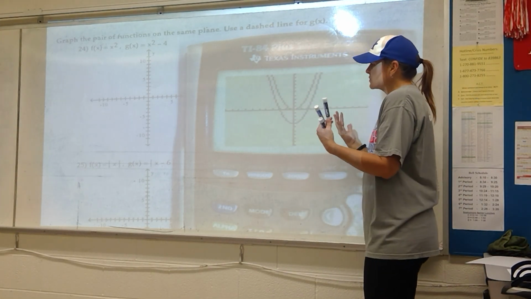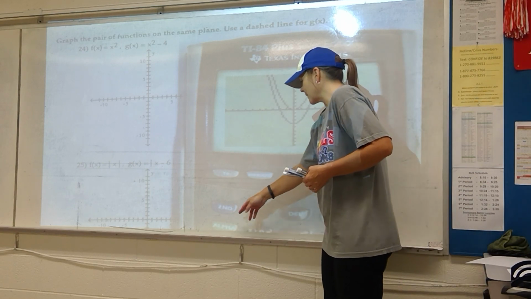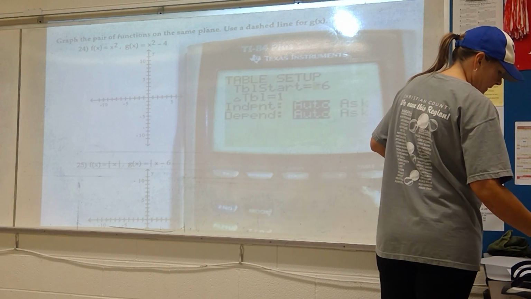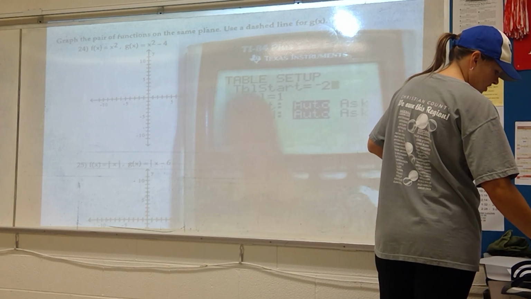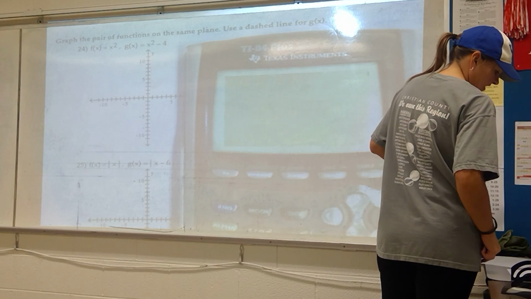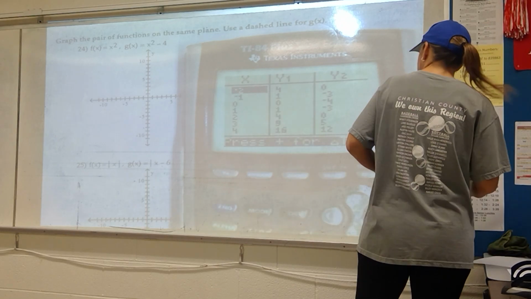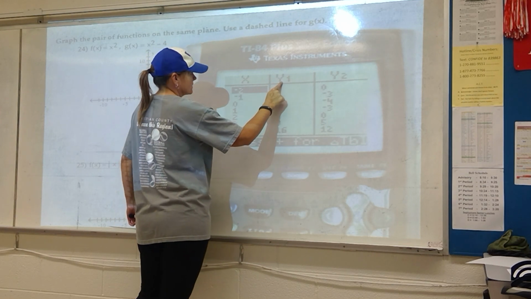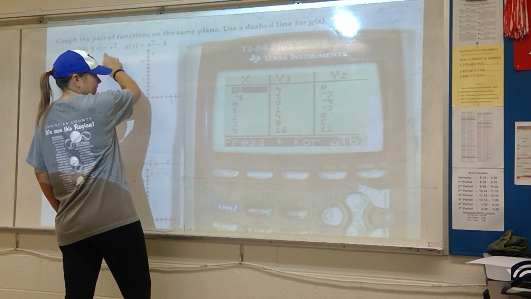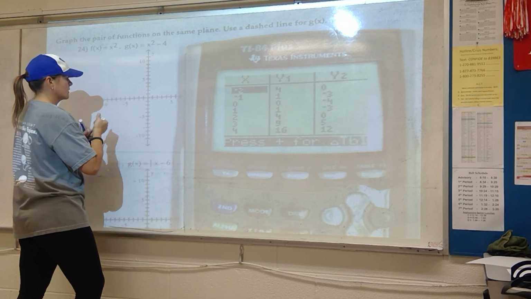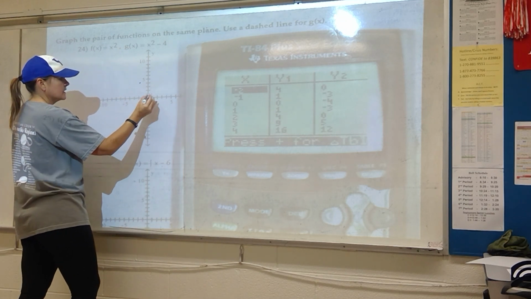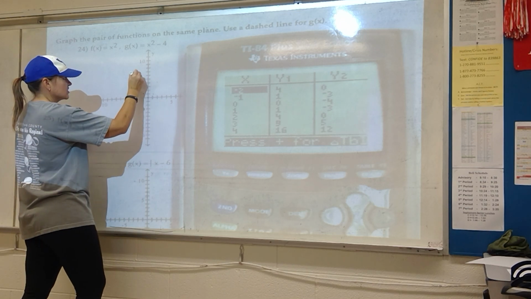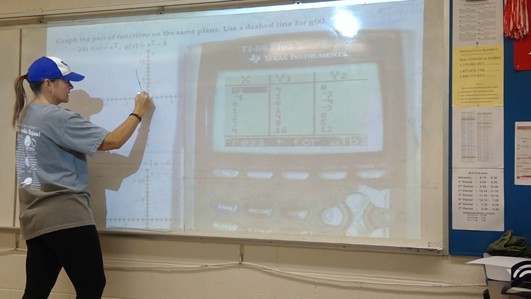Okay? But I need some specific points. So I'm going to use my table. Before I go to table, I'm going to set it up. I'm going to go to second window. I'm going to start at -2 with a change of 1. Second graph. Now this is where you've got to be careful. This is your first y. This is your f equation, your parent function. So -2, 4. Left 2, up 4. -1, 1; 0, 0; 1, 1; 2, 4. She wants you to connect that with a solid line.